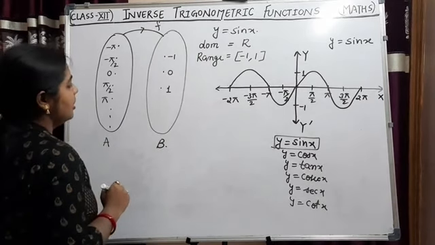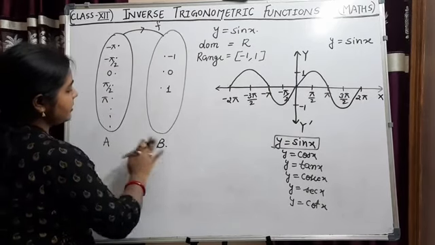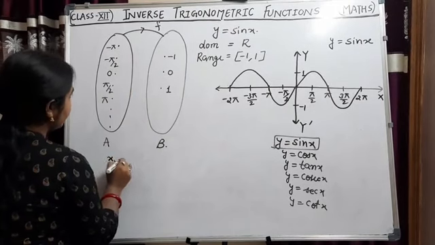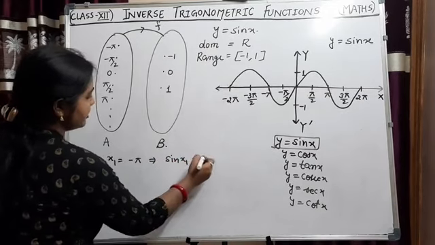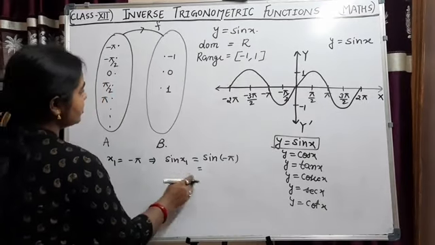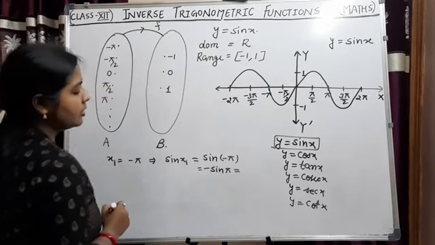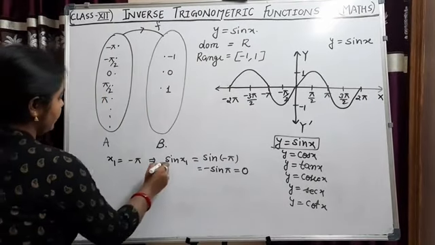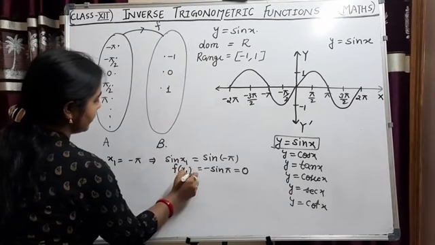Now I am showing how this set A is related to set B. Means if I take x1 equals minus pi, then sine of x1 we will find, which is sine of minus pi. So we will find the value here. This is minus sine pi, and we know that sine pi is 0. So this is 0. So x1 we are taking as minus pi, then f of x1 we are getting as 0.